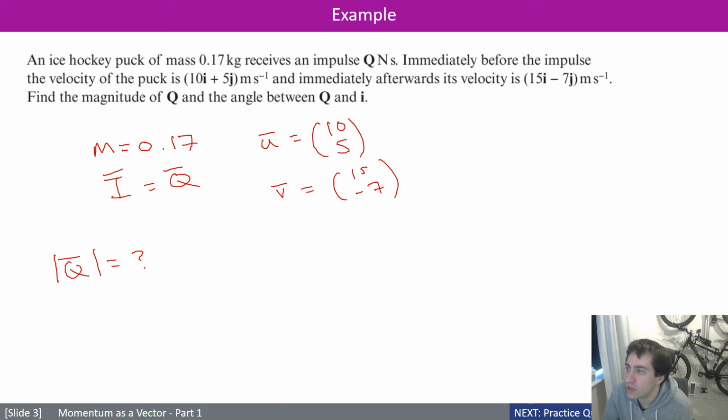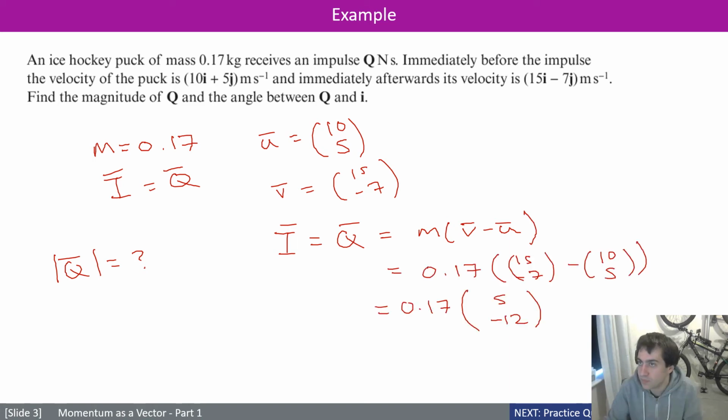So let's use the impulse momentum principle: M times v minus u. And then let's fast forward. So we get 0.17 times 5 minus 12. And that's equal to, if we use a calculator and double check the book, 0.85 minus 2.04. Okay, so that is q, or I, same thing.